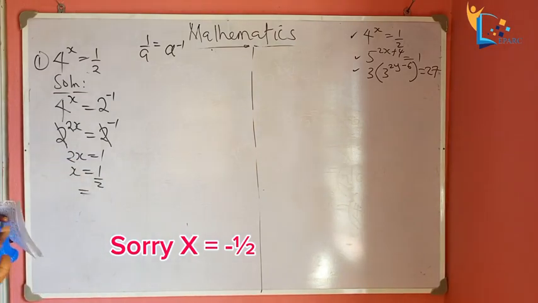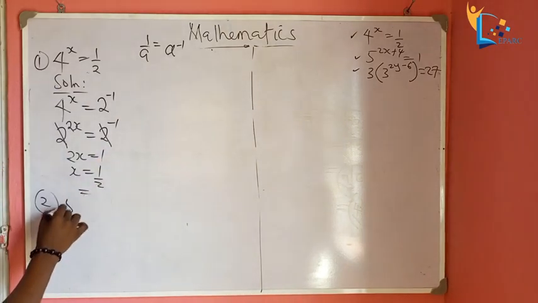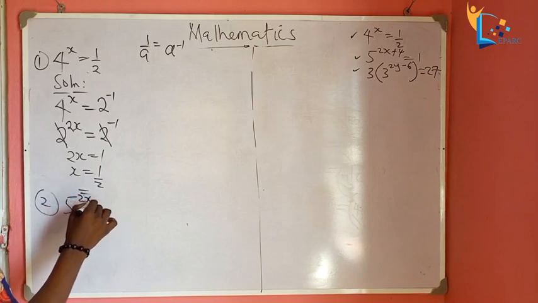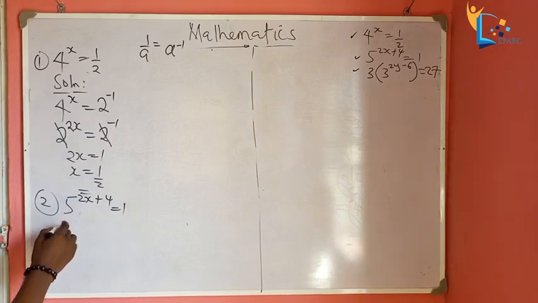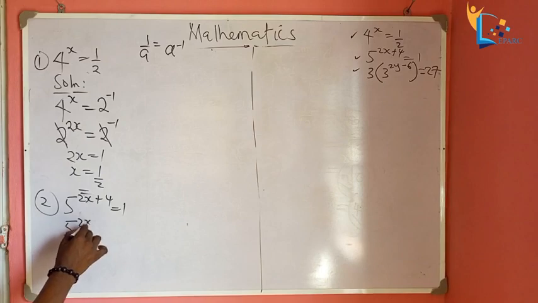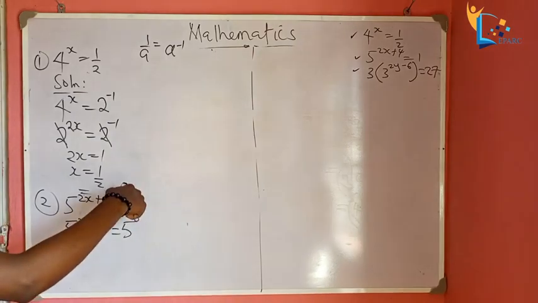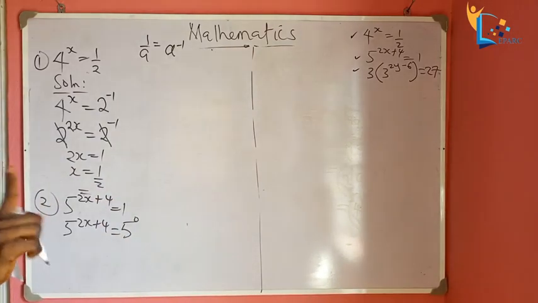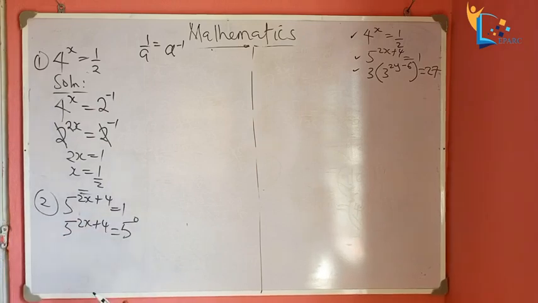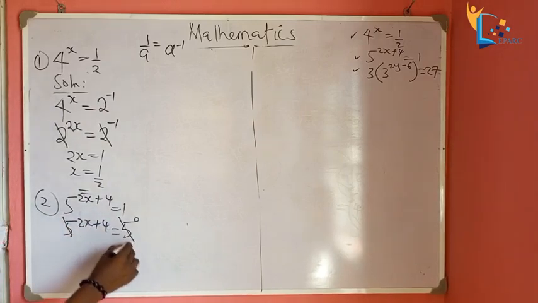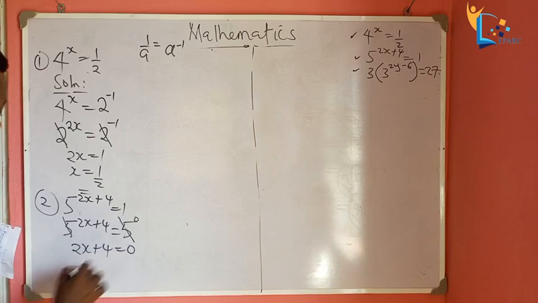As simple as that. Then number 2, we have 5 raised to the power of 2x plus 4 equal to 1. So 5 raised to the power of 2x plus 4 equal to 5 raised to the power of 0. Anything raised to the power of 0 is 1. Remember, in the 6th law, whatever is raised to the power of 0 is 1. So 5 raised to the power of 0 is the same thing as 1. Our bases are the same, so we strike them off and equate the powers. So we have 2x plus 4 equal to 0.